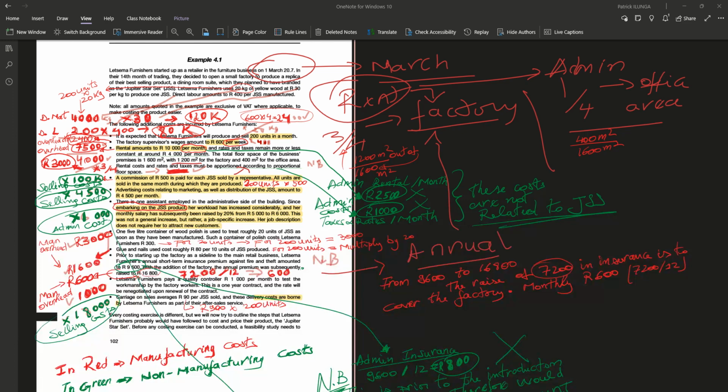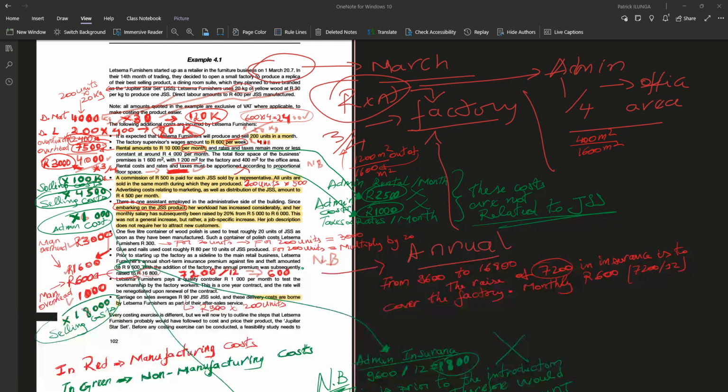This speaks about marketing cost, which is non-manufacturing. Advertising cost relating to marketing as well. It amounts to 4,500 per month, and as you can see, this is also non-manufacturing. So everything that I am putting in yellow, but let's go to bullet number 6.